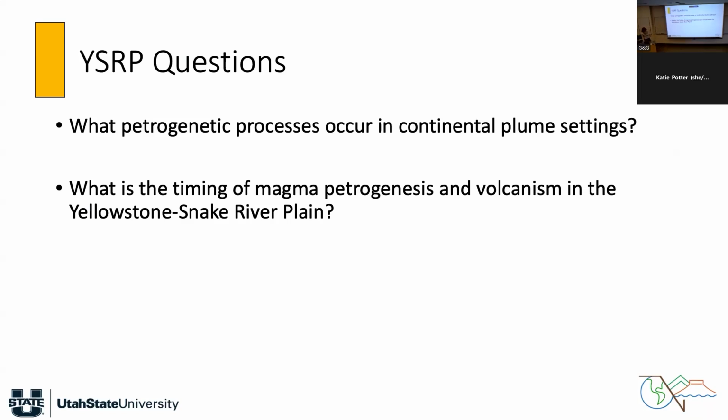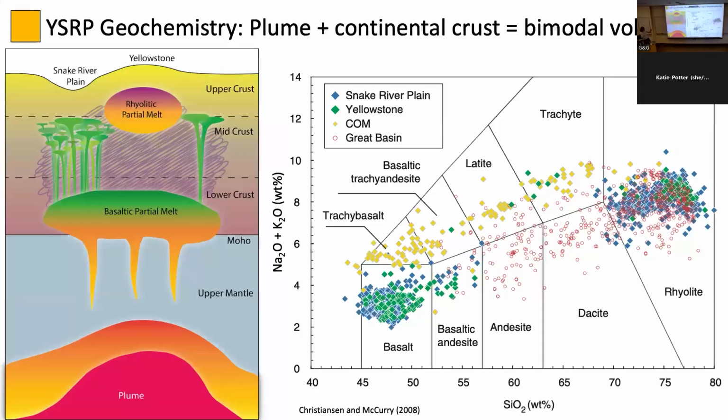And to kind of zoom out, I mentioned this a little bit, but how this plume is interacting with the continental crust is quite important. And I want to draw your attention first to this part of the figure. We have the plume and it's partially melting. That partial melt is accumulating at this Moho boundary between the upper mantle and the lower crust, and it's partially melting the overlying material. And this partial melt accumulates at shallower depths as rhyolitic partial melts.